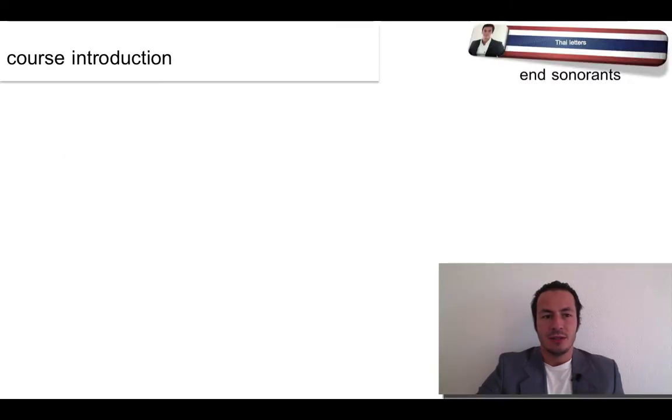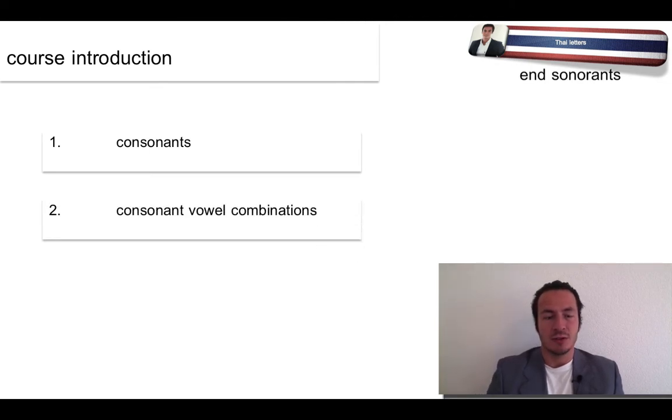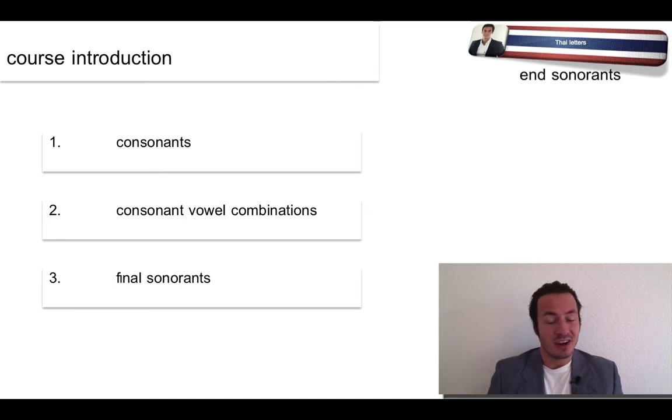Okay, in this particular lesson, which is a bit special, we will see first of all what we've learned in terms of consonants, and what we've learned in terms of consonant-vowel combinations. We will then have a look at end position sonorants, or final sonorants at the end of syllables, and how that works. And by the end, you will be able to do a small exercise on that.